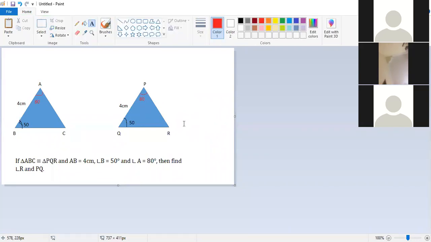Now he is asking, find the PQ length. What is PQ here? PQ is equal to 4 centimeter. Note down: PQ is equal to 4 centimeter.